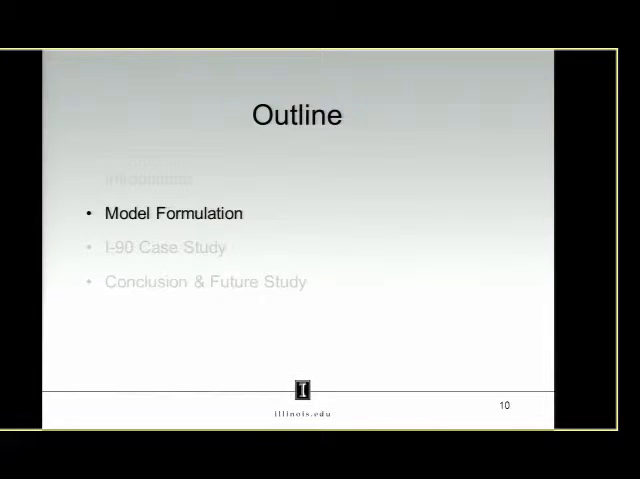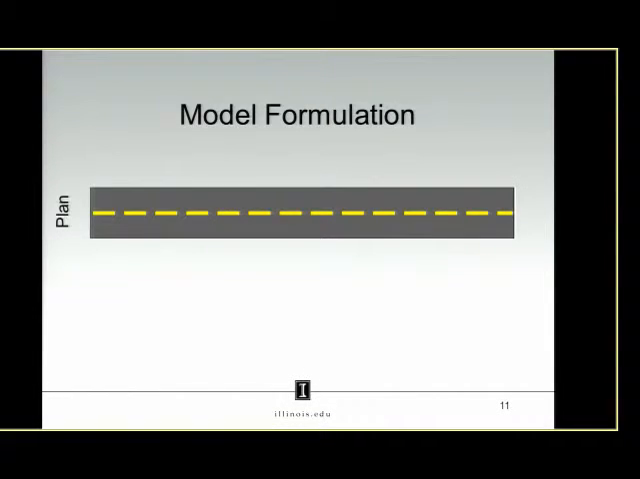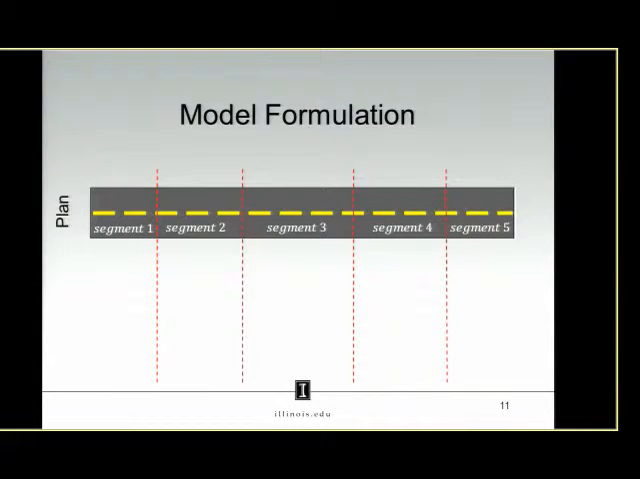Now we'll go over the model formulation. This is a typical plan view of a road. For our model, we have to discretize this entire road into segments. The reason is that instead of a macroscopic approach of looking at the entire roadway as one source of demand and supply, we now look at just a little portion of that area as a location of supply and demand.